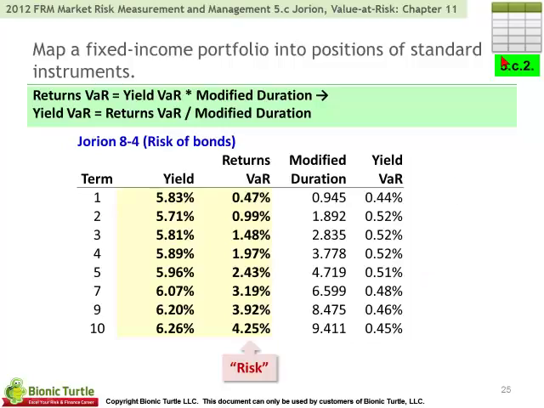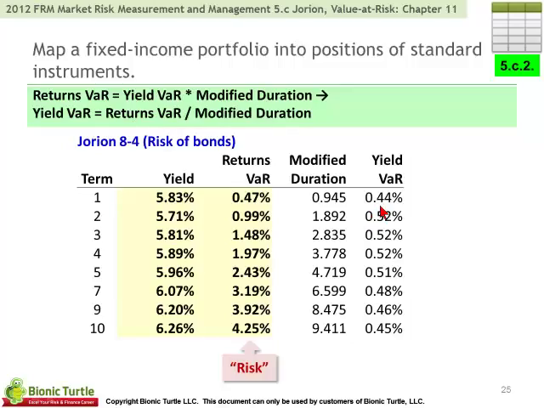But in spreadsheet 5C2, I have these calculations replicated from Jorion, and 8.4 sets up the risk of the bonds, based on our linear approximation that a returns-based VAR is going to be equal to a yield VAR times the modified duration. So the variability in our price is going to be a function of yield times modified duration. That means yield VAR should be about equal to returns VAR divided by modified duration.